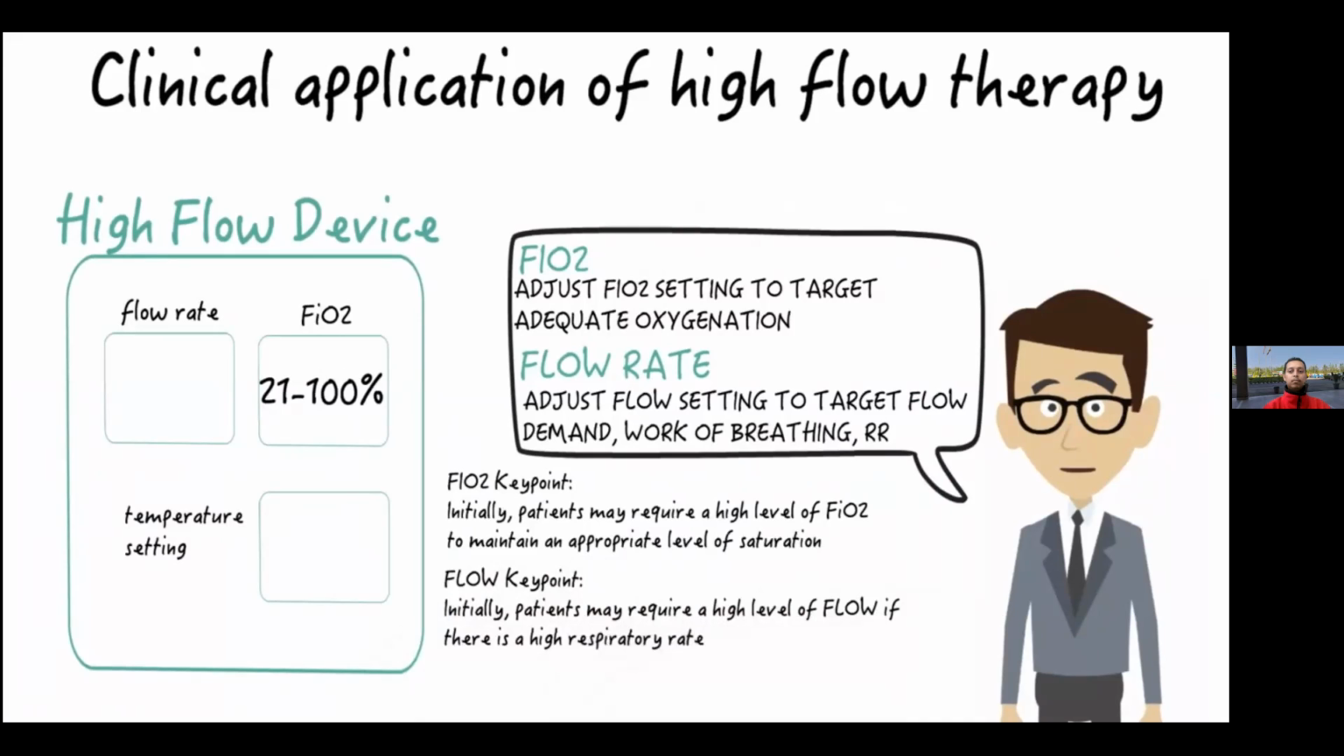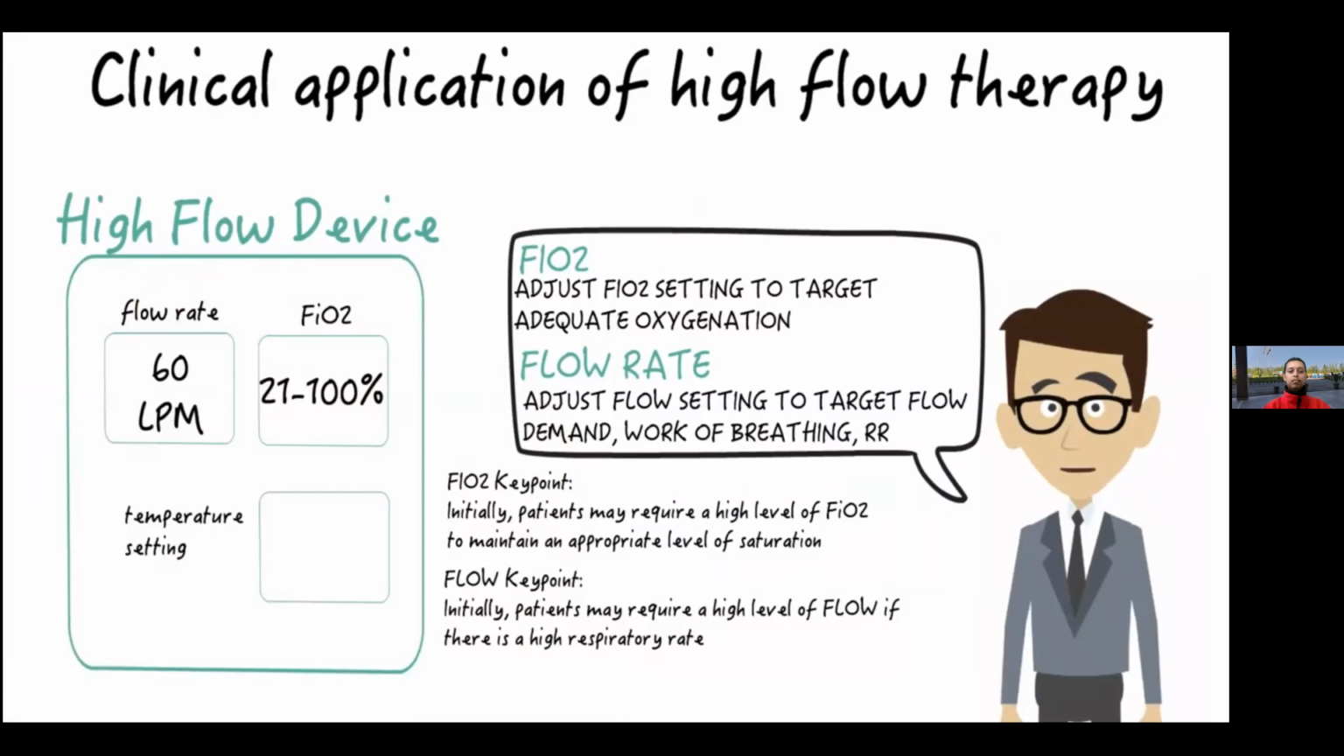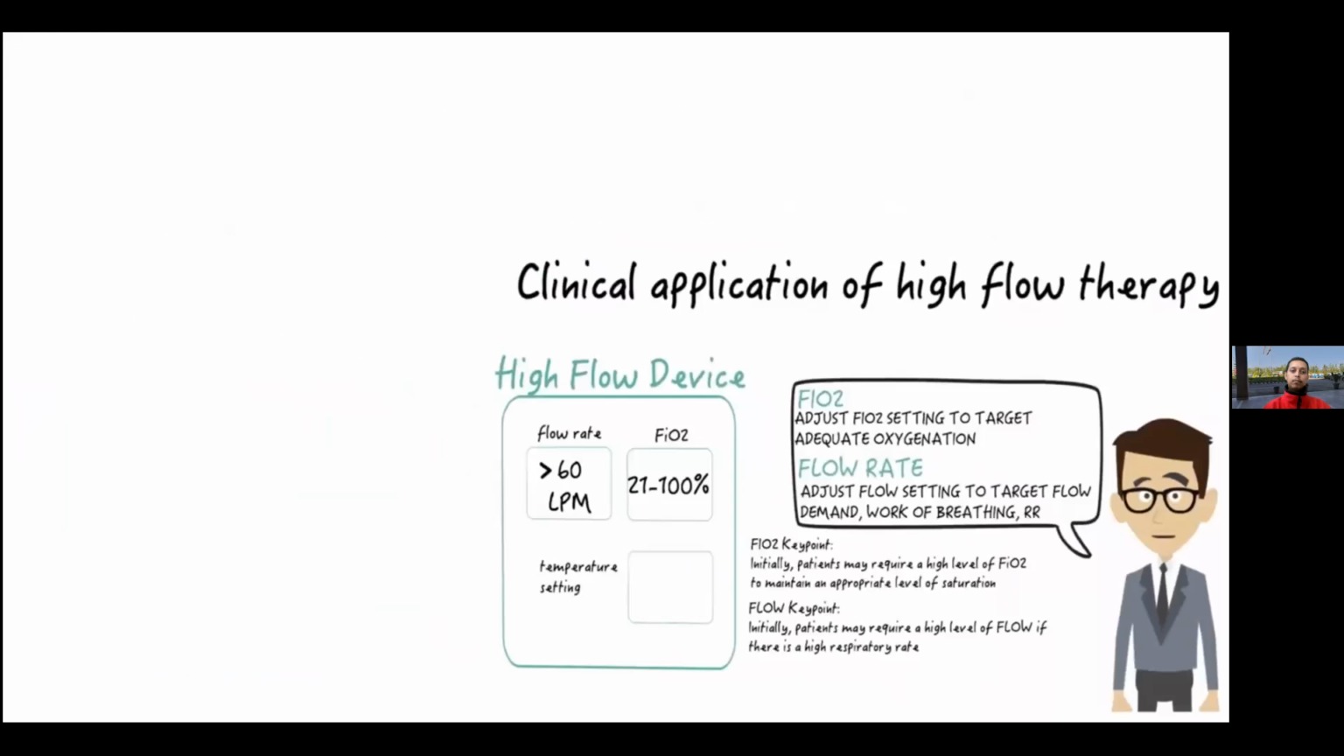So if you're using the Vapotherm Precision Flow device, the highest flow that you can set is 40 liters per minute. On other devices, like the Airvo 2, they can go as high as 60 liters per minute, and still others can go higher. So these two settings, the flow and FiO2, are the two settings available to the clinician to treat the patient in respiratory distress.